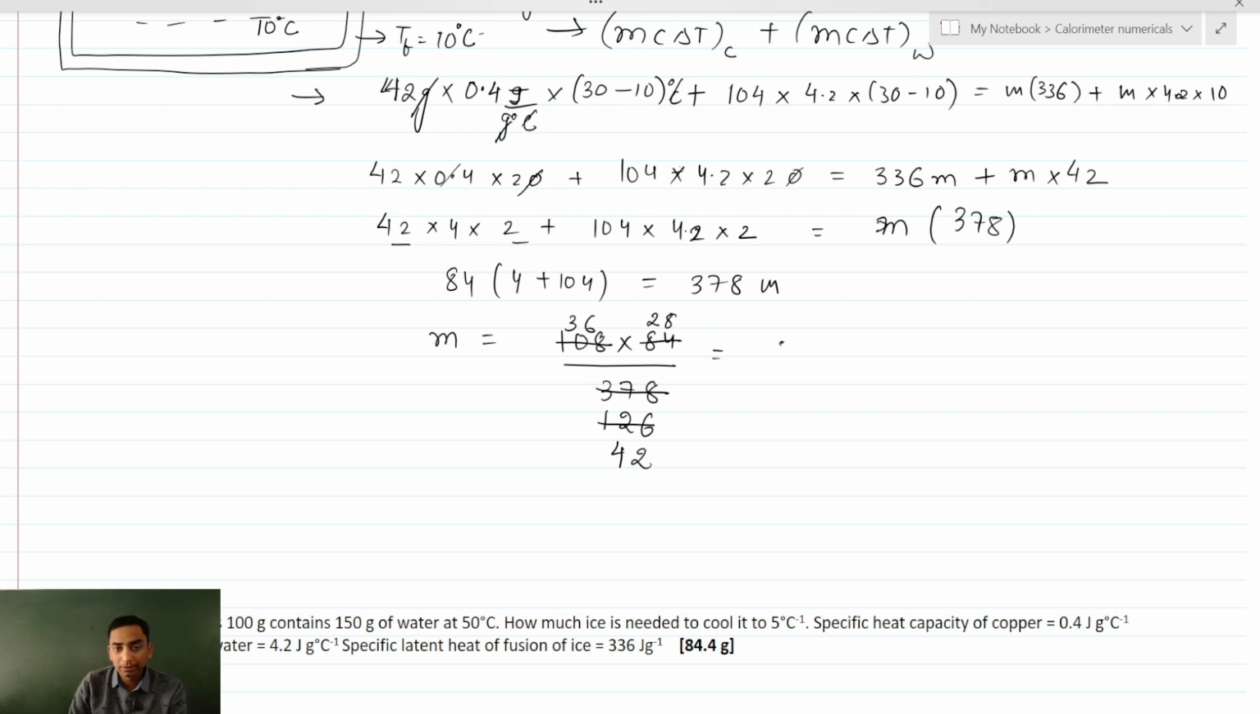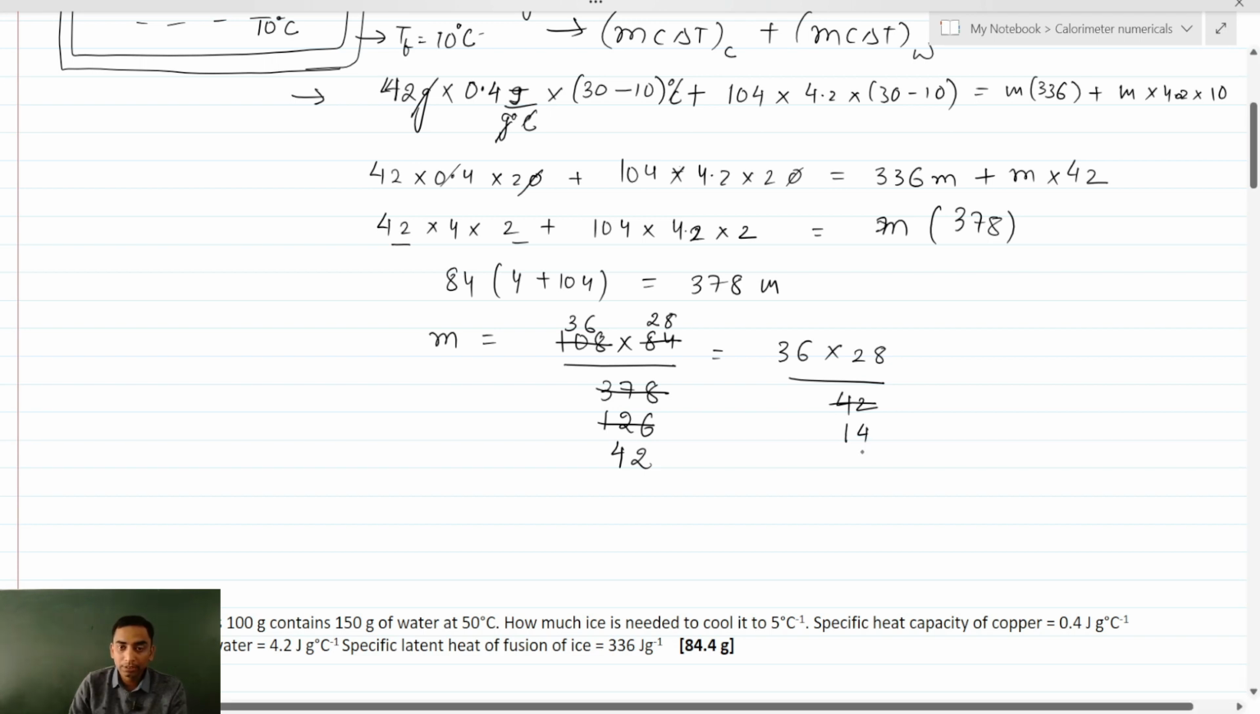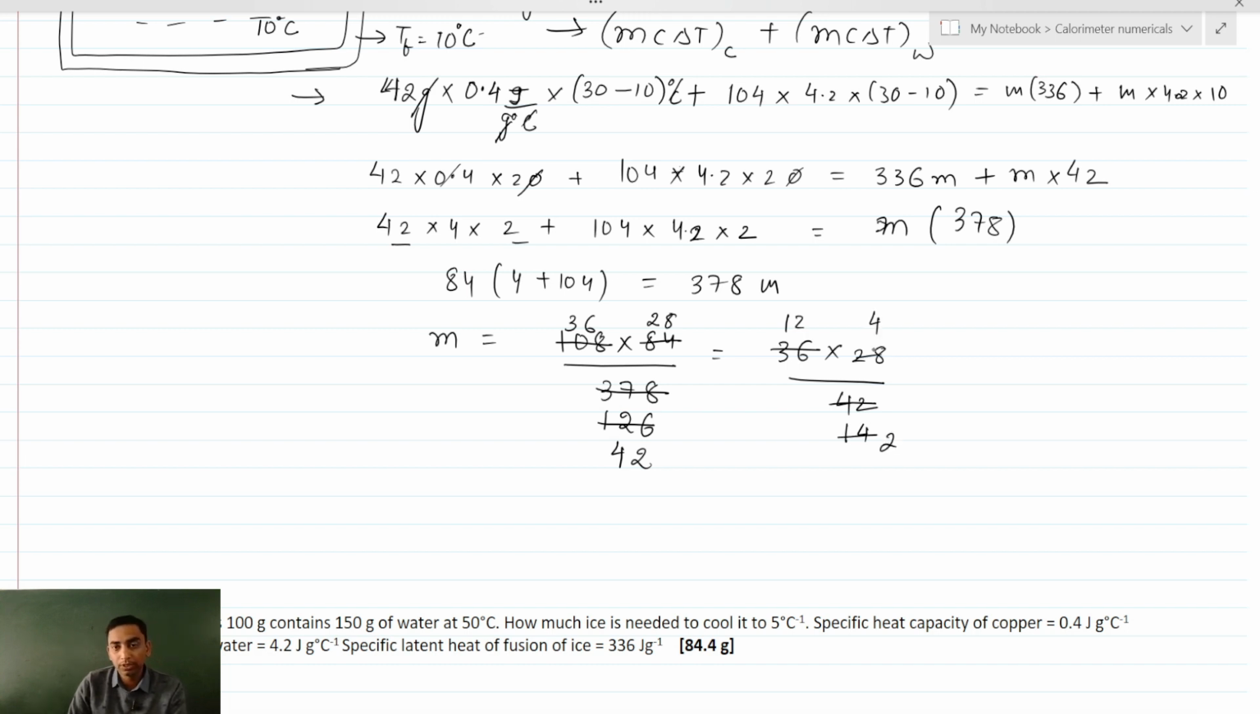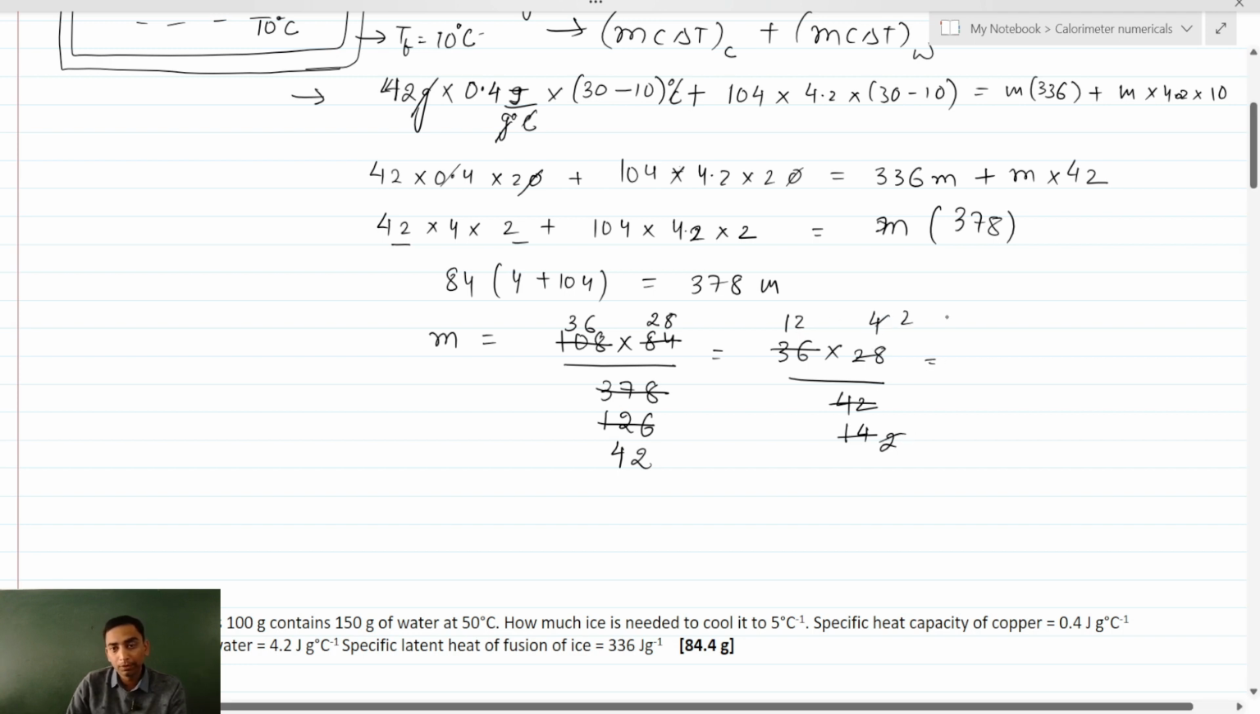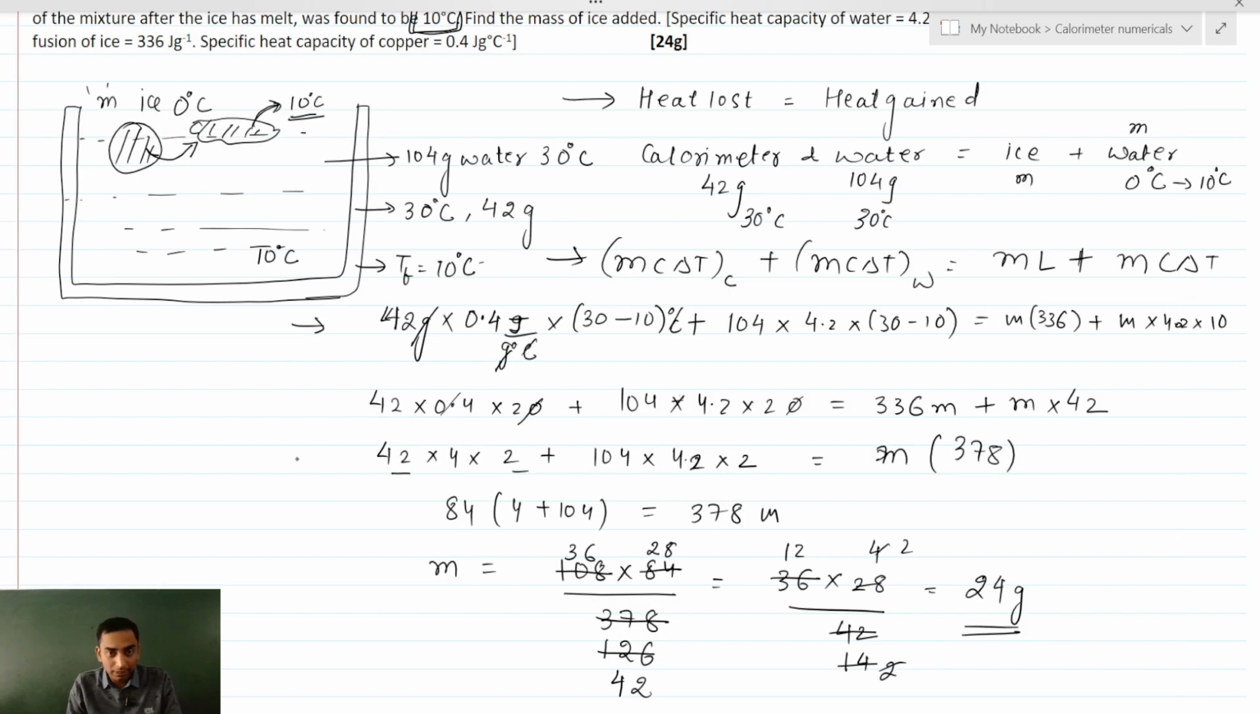So now I am getting 36 into 28 times 42. So again I would be cancelling with this, 3 fourteens are 42, then 3 twelves are 36, then again this would be 7 twos are 14, 7 fours are 28. So this is 12 fours are 48, 12 twos are 24 grams. So the final answer is 24 grams. Now since everything was in SI unit except the grams, the final answer is 24 grams. This is the answer to the problem.